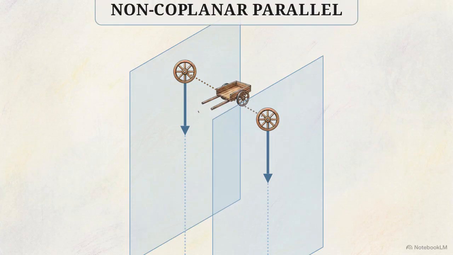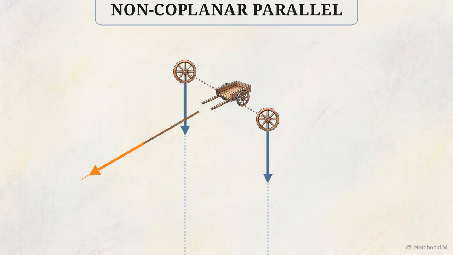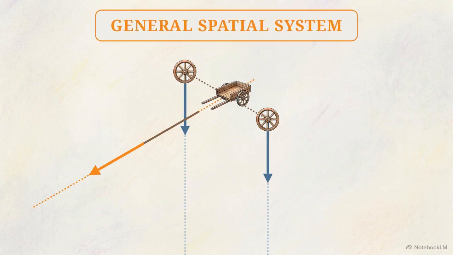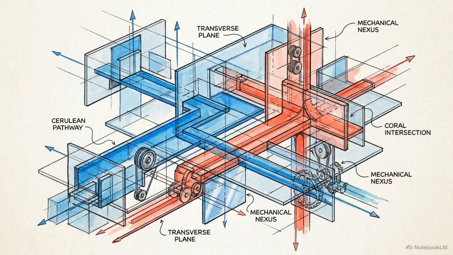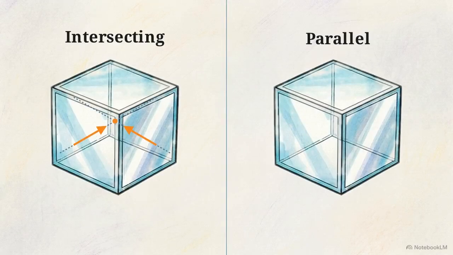But watch what happens if the donkey pulls the cart forward. We've introduced a horizontal force. The system no longer shares a plane. The lines don't meet at a point, and they are no longer parallel. This is a general spatial system. Even in complex 3D environments, you are still just checking for those basic rules. Do the lines intersect, or do they run parallel across multiple axes?